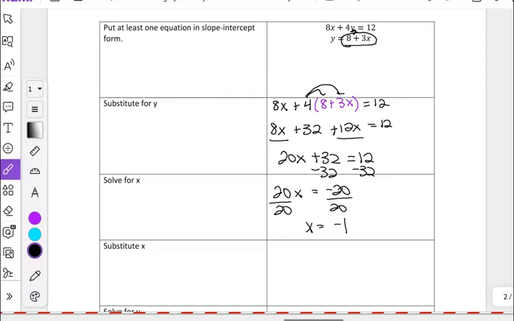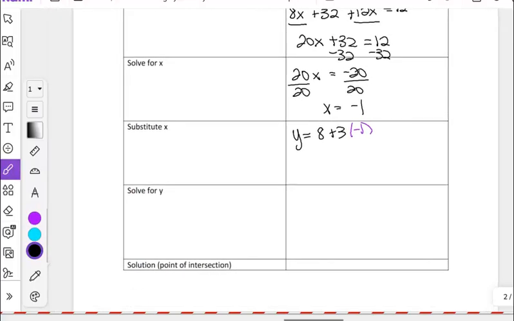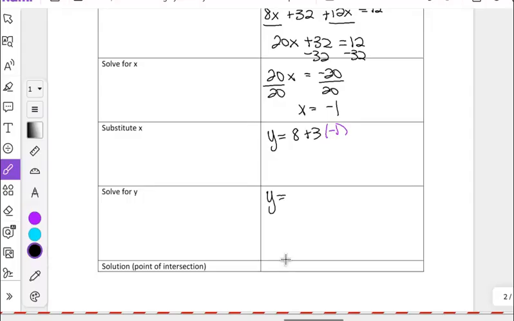Now I'm going to substitute negative 1 in for x in one of the original equations. I'm going to use the second one because it's easier since we're looking for y. So y equals 8 plus 3 times negative 1. I'm substituting negative 1 in. So then I have to solve for y. y equals 8 minus 3, so y is going to equal 5. So my point of intersection, my solution, is (-1, 5).